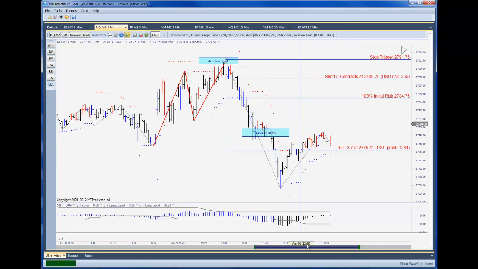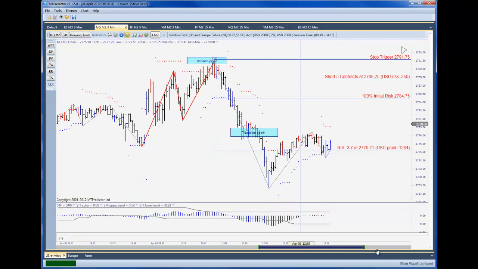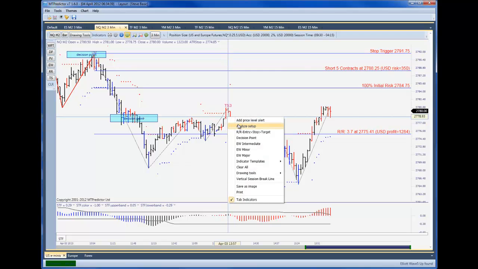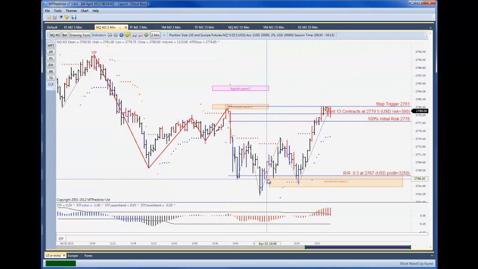So now if we look at the NQ as a whole yesterday, it means we'd have had a plus 3.7R profit there, and then we would have had a plus 8.3R profit there. So on the NQ, it was a very good day for the MTPredictor traders among you.